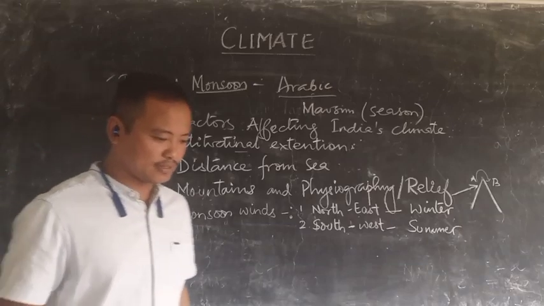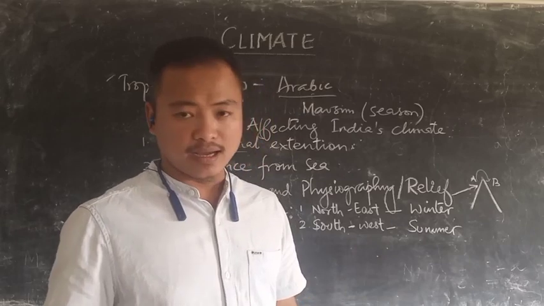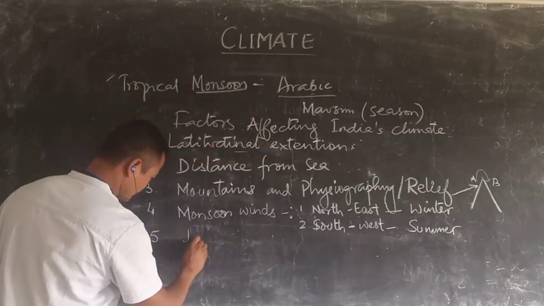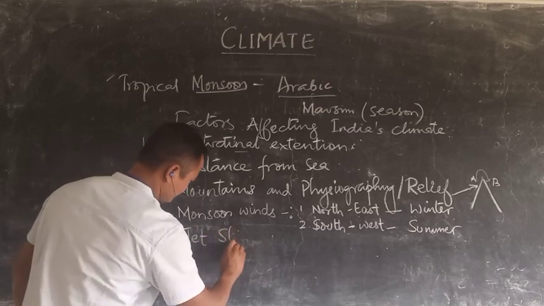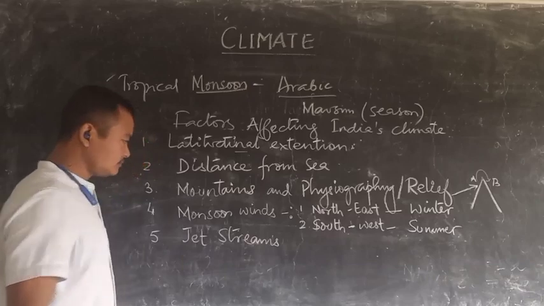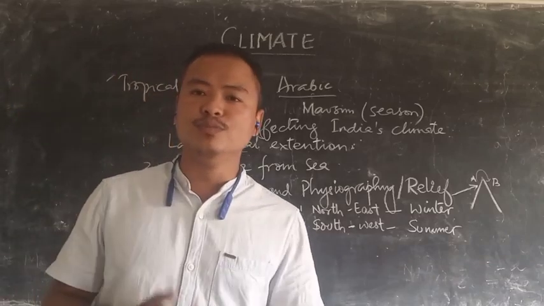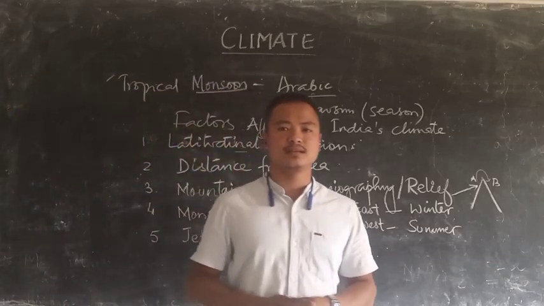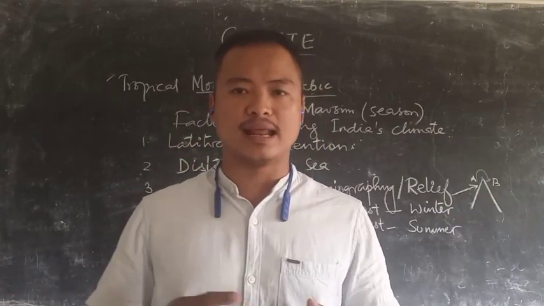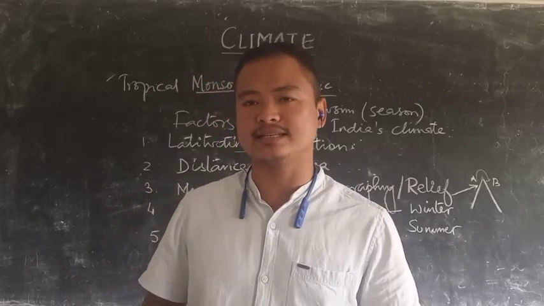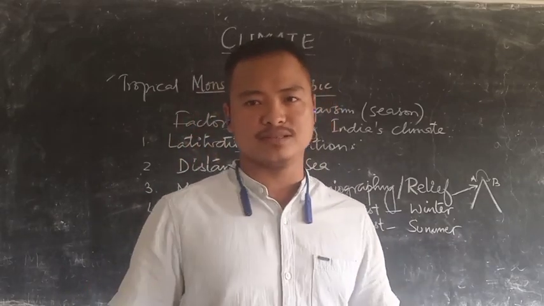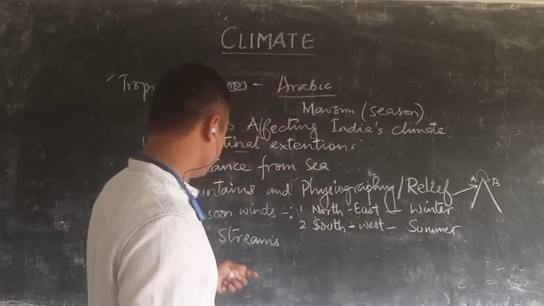Now the fifth topic to be discussed is the upper air circulation, or you can call it jet stream. Jet streams are the movement of air masses at the upper level of the troposphere at a height of almost 6 to 8 kilometers from the ground surface. There is a circulatory movement of air masses, and that movement is known as jet stream.